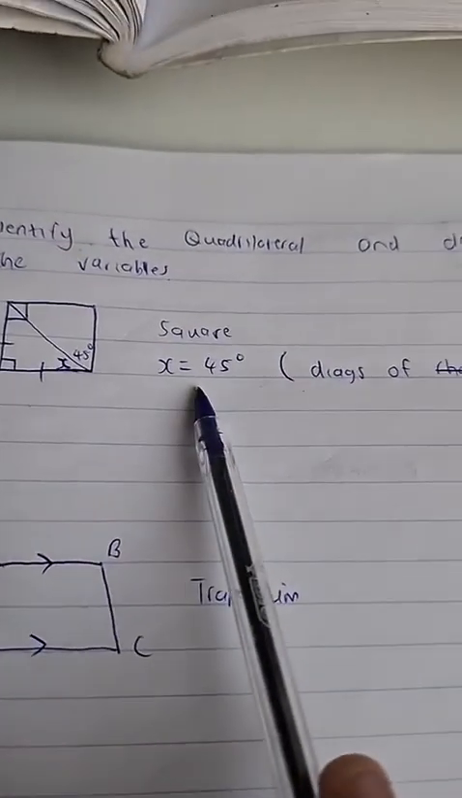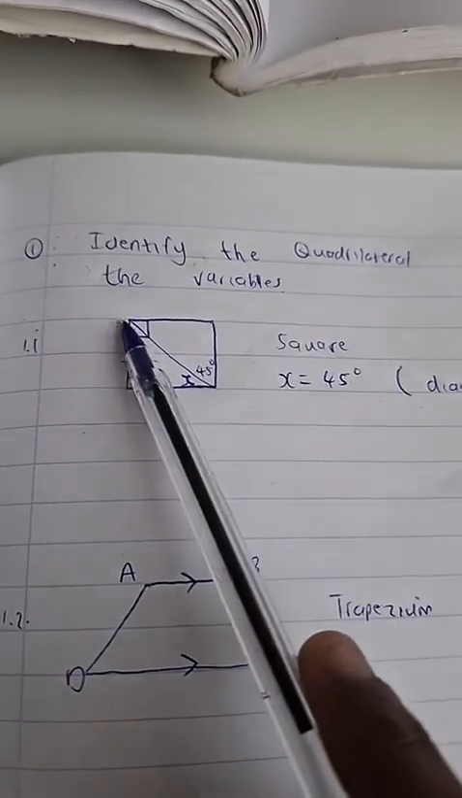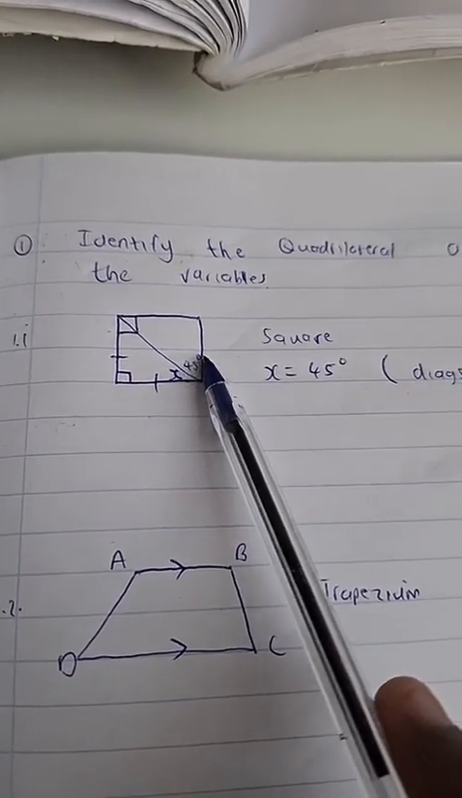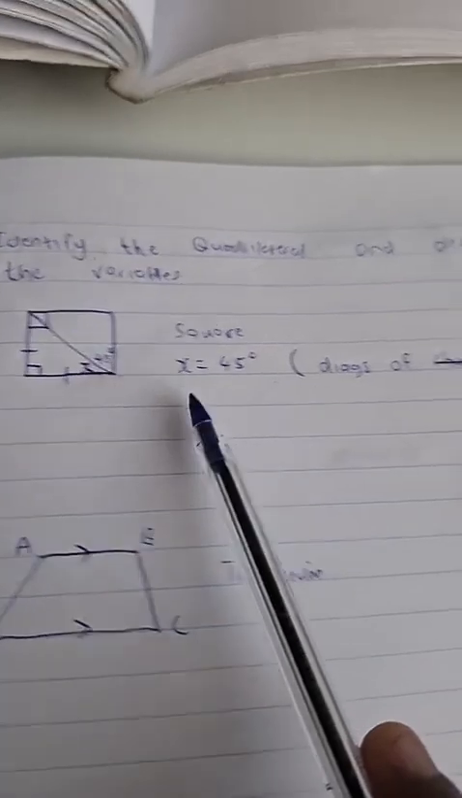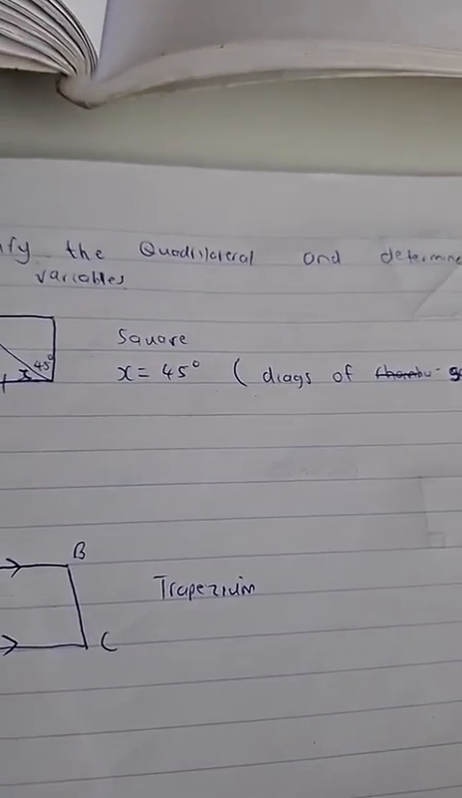Remember, I said properties relating to diagonals, the D. If you are now wanting to give a reason for why x is 45 degrees, and yes, you know the fact that the diagonals of a rhombus, they bisect the corner angles, you can just summarize and say diags of square. You will be given all the marks.